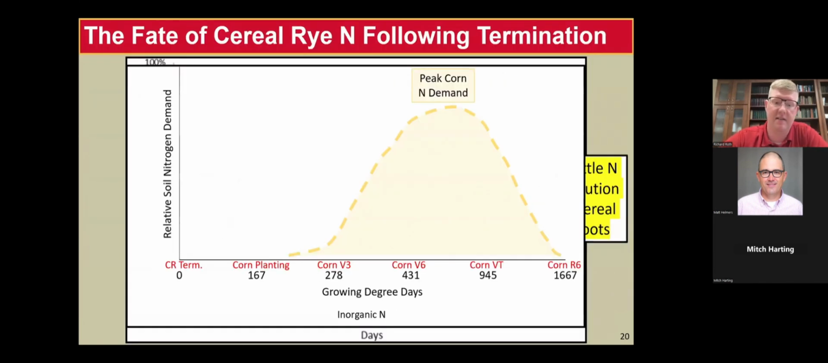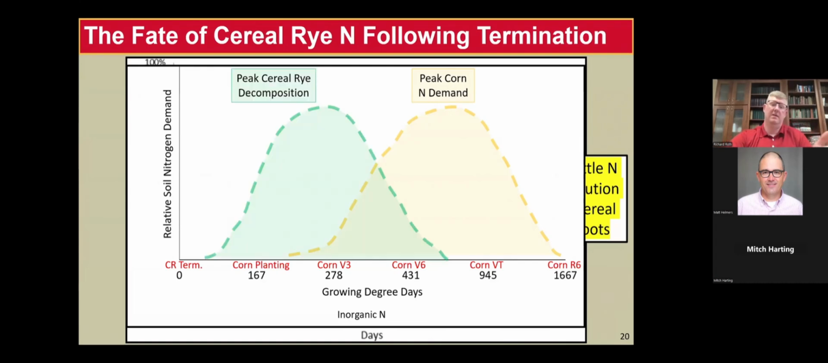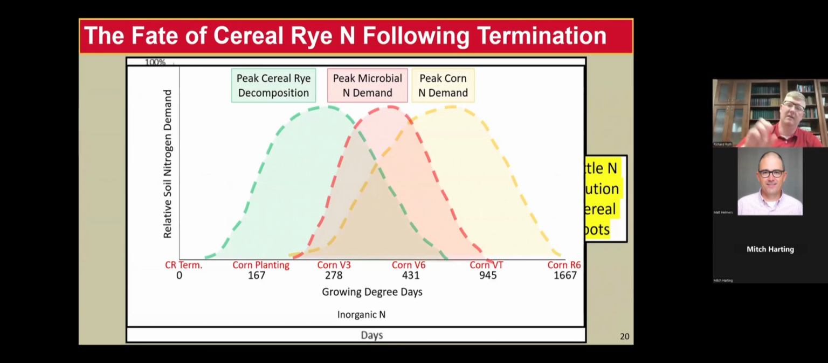So to put that very simply in a visual way, cereal rye decomposition kind of peaks around the V3 growth stage. The weather and everything acts on it, and then around V6, the microbes are really starting to decompose the carbon associated with that residue, which means that they're pulling the most nitrogen out of the soil at that time. And then you can see it overlaps with the nitrogen demand by corn, right? So that's what's going on in the system as far as reducing nitrogen availability to our corn crop.